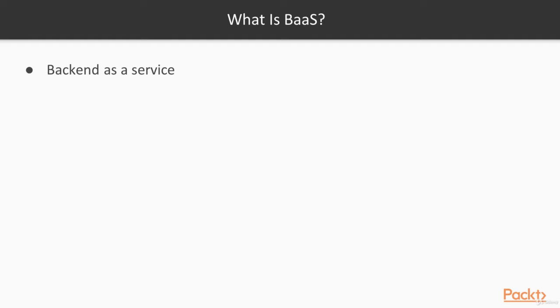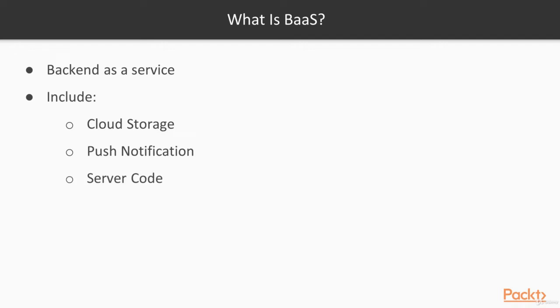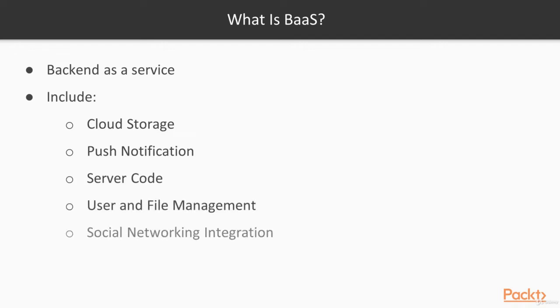This backend as a service includes cloud storage, push notification, server code, user and file management, social networking integration, location services, as well as many other backend services. These services have their own APIs, allowing them to be integrated into applications with relative ease, and providing a consistent way to manage backend data means that developers don't have to develop another backend for each service that the application uses or accesses.